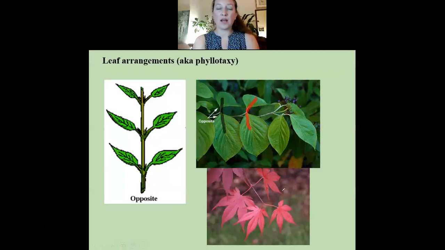Another plant that we looked at in the first lab is that Japanese maple. And again, Japanese maple also has opposite leaf arrangement in that each leaf is directly opposite another leaf. Another word for leaf arrangement is phyllotaxy. Your lab uses that word, at least I think in one of the labs it mentions the word phyllotaxy. Leaf arrangement is fine.